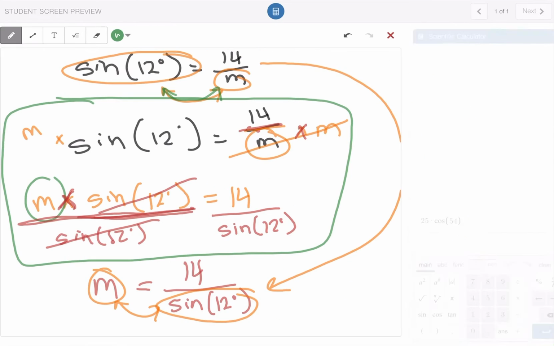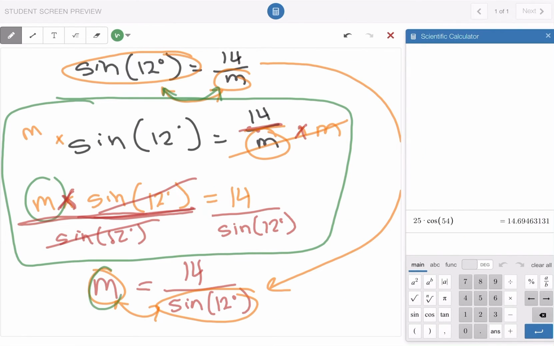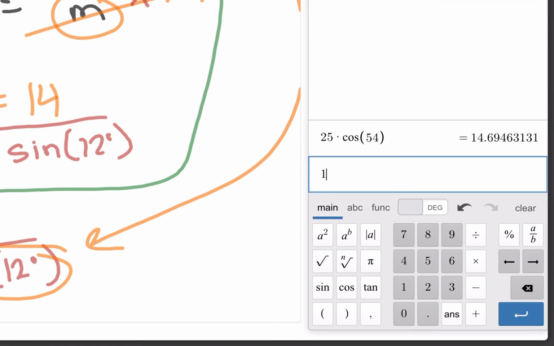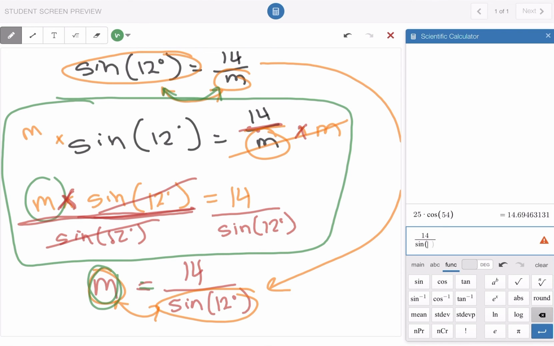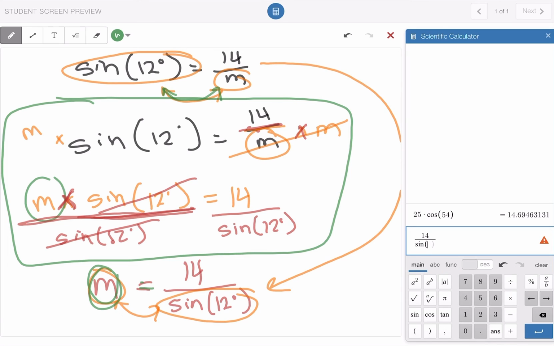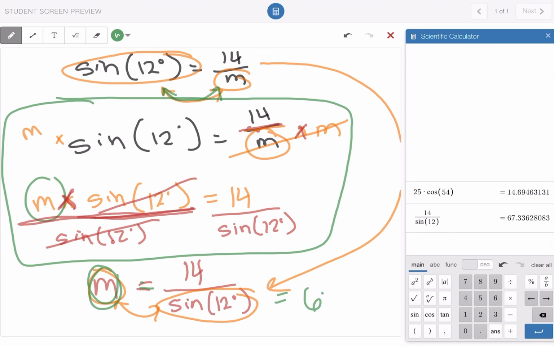Now that we have that, we can go to our calculator, and we know that m is going to equal 14 divided by, function, the sine of 12 degrees, which is going to equal 67.3, the 6 makes it round up, so 67.4, and that would be your answer.